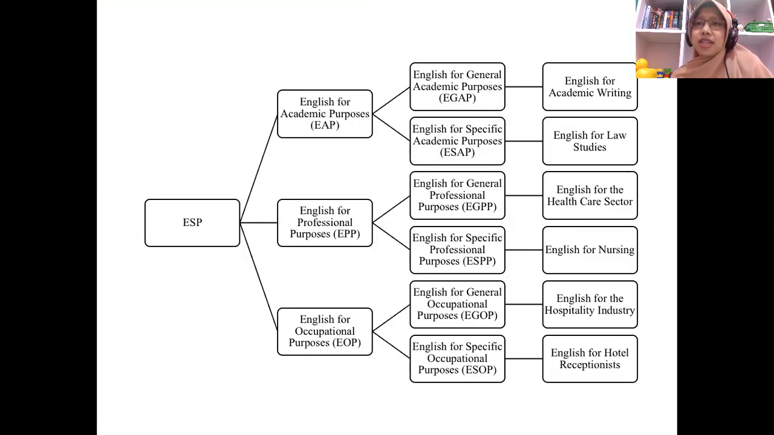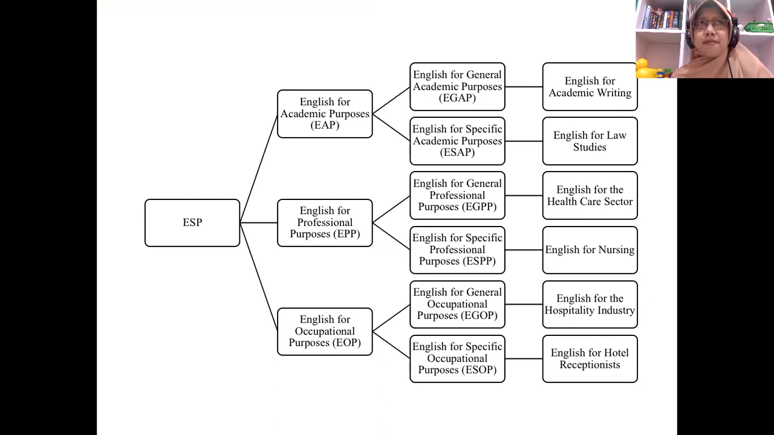So this is the theoretical concept about the divisions of ESP. There are some branches, ada banyak cabang. So basically there are three big branches for ESP. The first one is English for academic purposes. So it is for scholarship, for someone who wants to further their education. It is called EAP, English for academic purposes, and English for professional purposes.